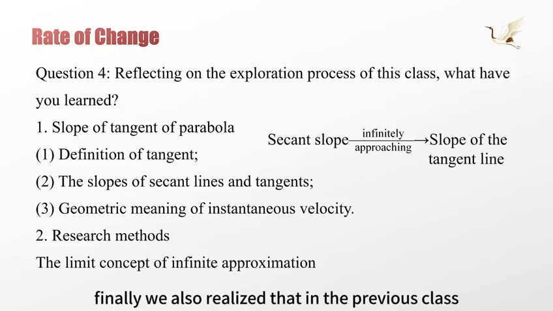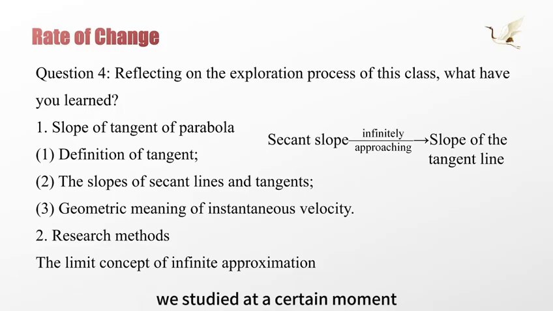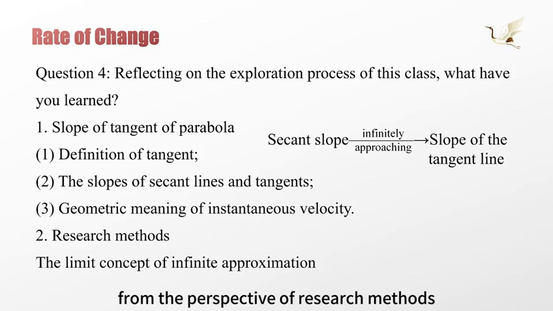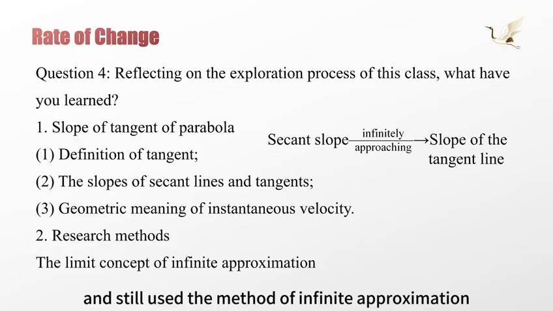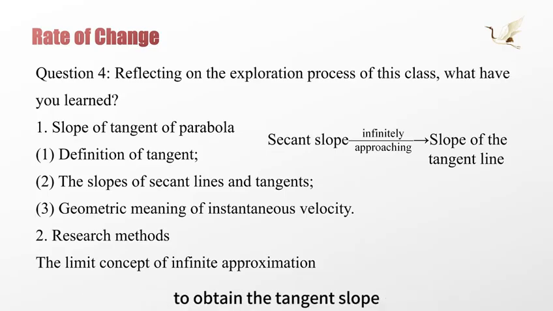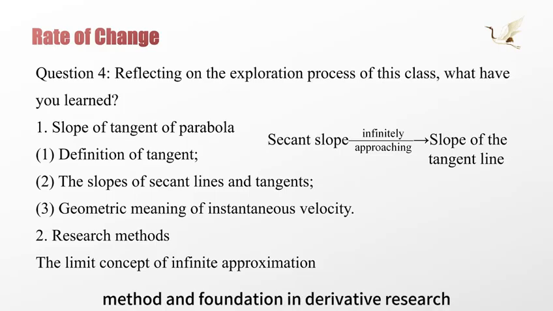Finally, we also realized that the geometric meaning of the instantaneous velocity of the athlete we studied in the previous class, at a certain moment, is the slope of the tangent line of the corresponding function graph at that point. From the perspective of research methods, we drew an analogy with the research process of the previous class and still used the method of infinite approximation to obtain the tangent slope through the secant slope. This still contains typical limit thinking. This is also an important idea, method, and foundation in derivative research.